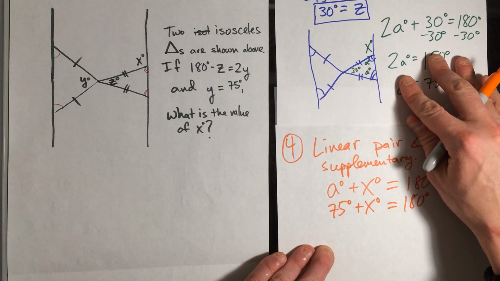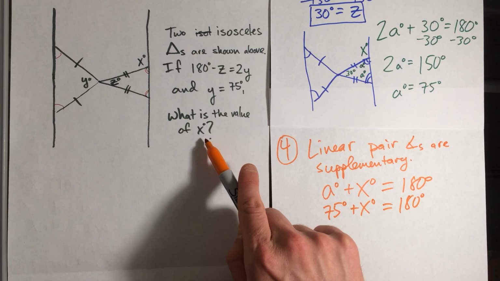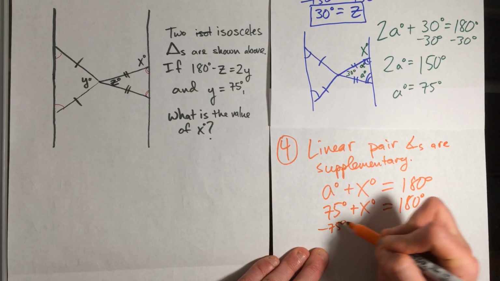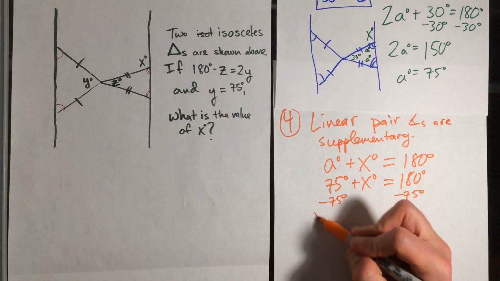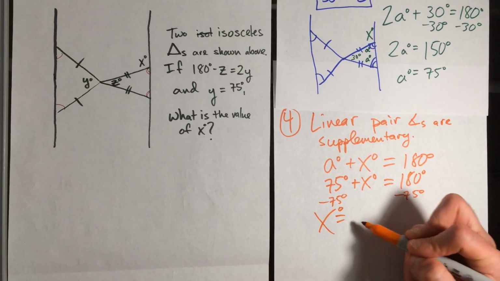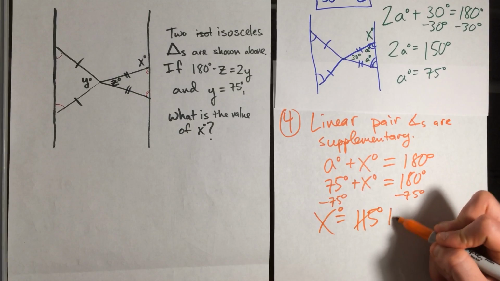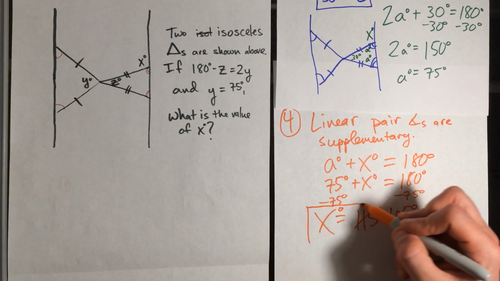And now we can finally solve for x, because that's what it asked us to solve for way at the beginning of this isosceles triangle problem. So we have now that x degrees is 115 degrees. Whoops, pardon me. 105 degrees. Let's cap that off.